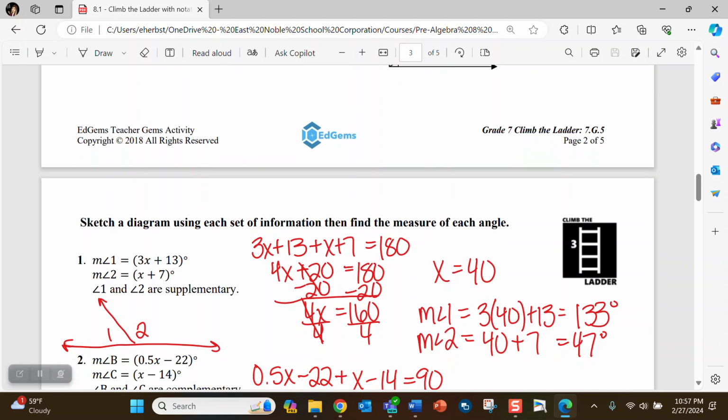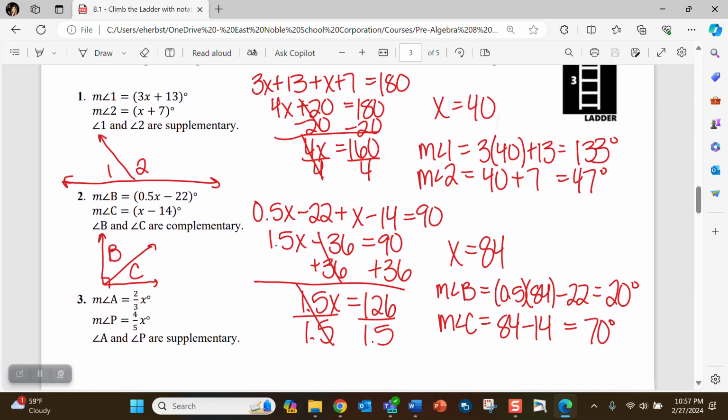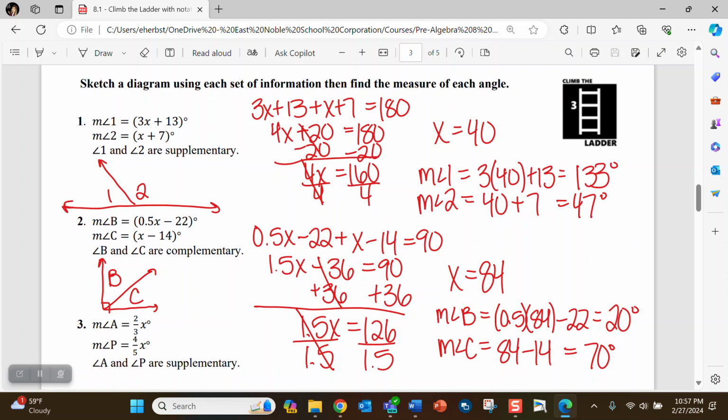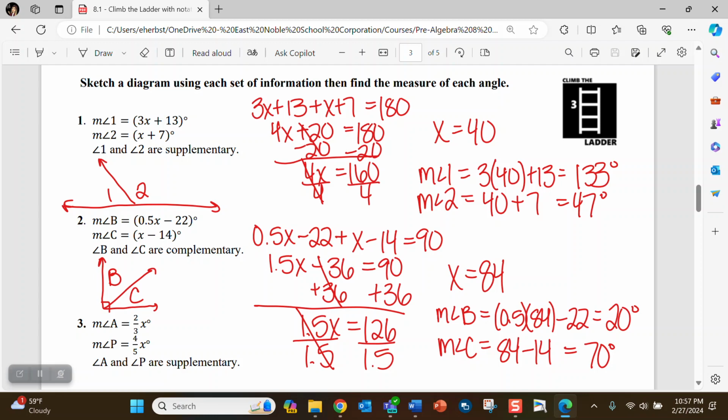The next ladder just had two problems on it that we did. We actually skipped problem number 3. So I'm going to put this where you can see both problems work, but just make sure that you're not trying to copy ahead and you're just really listening to how I'm explaining it. First it said to sketch a diagram using each set of information, then find the measure of each angle.